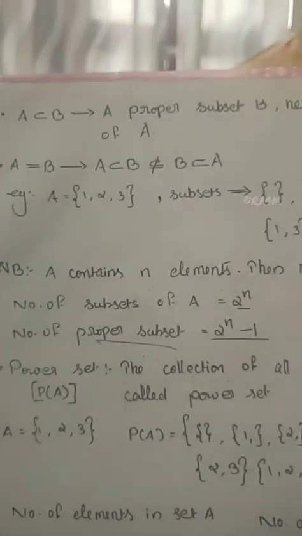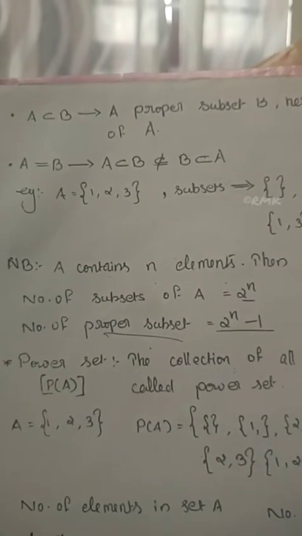Next one, A contains 2 members. The power set contains 2 raised to 2 members. A contains 3 members. The power set contains 2 raised to 3 members. And so on. A contains 10 elements. Then the number of elements of the power set is 2 raised to 10. It is 1024. We conclude that if the number of elements in set A is n, then the number of elements in P of A is 2 raised to n.